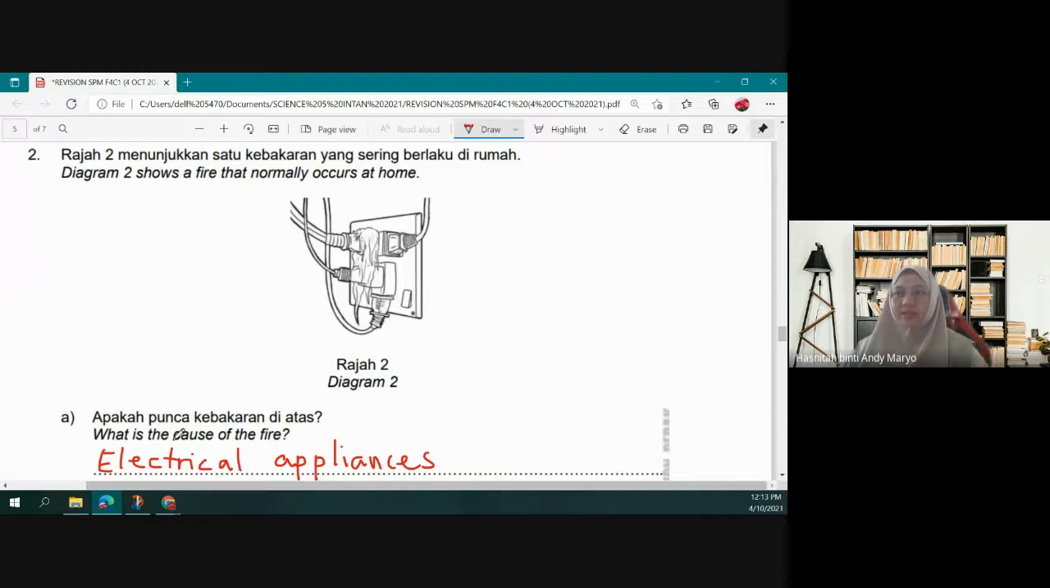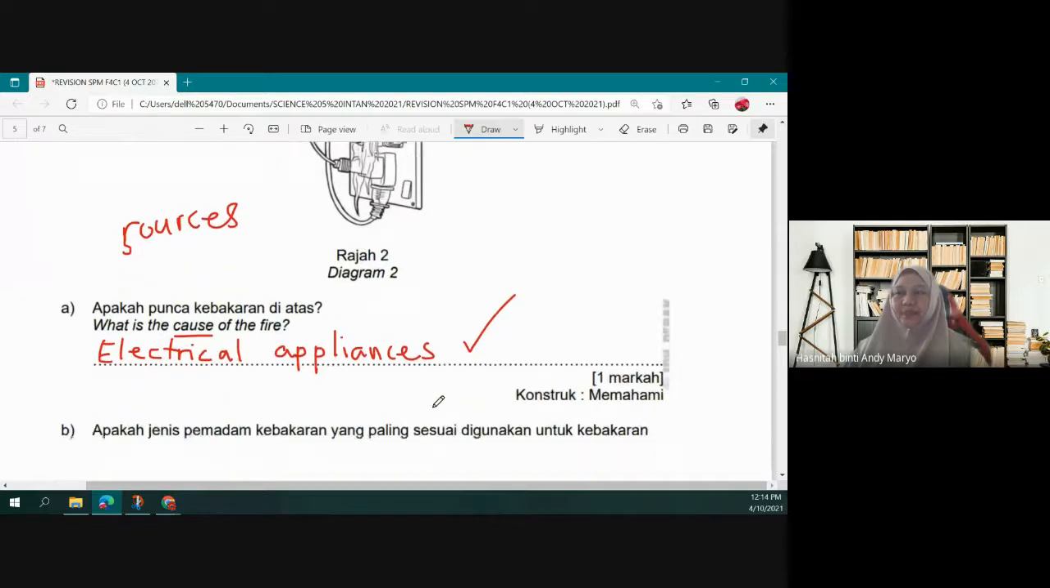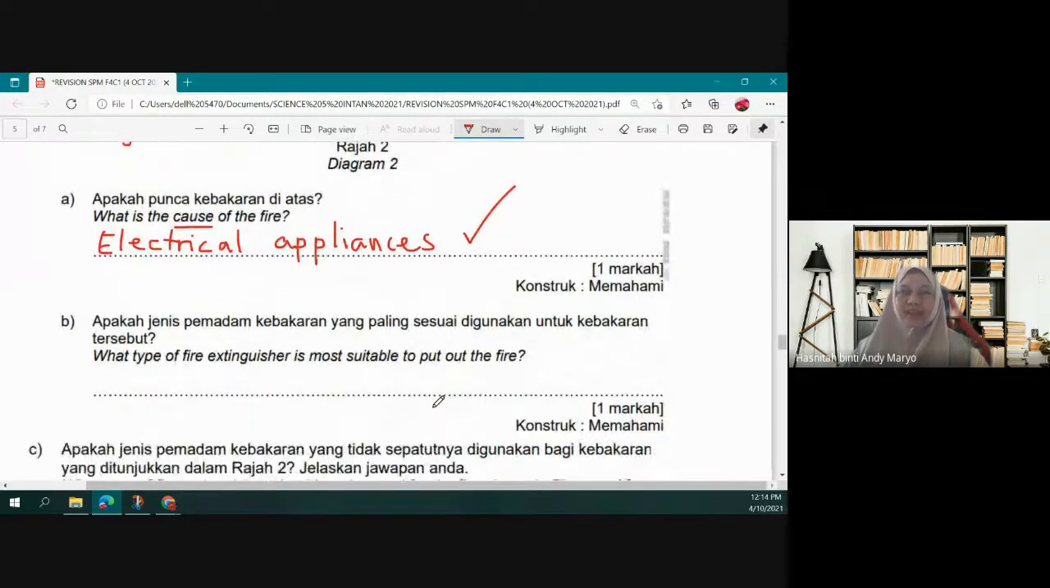So answer is the causes or the sources. Sometimes they put sources. What is the sources of the fire? Okay, the word causes here can be replaced with sources. Apakah punca? Okay, sources of fire. So it is caused by electrical appliances. Okay, then B. Okay, ini senang saja.